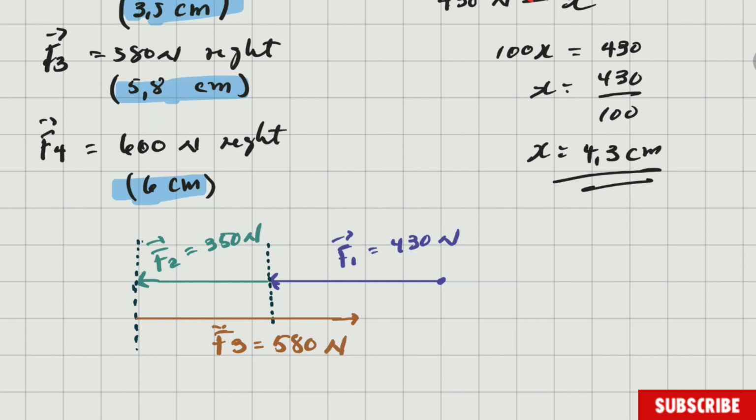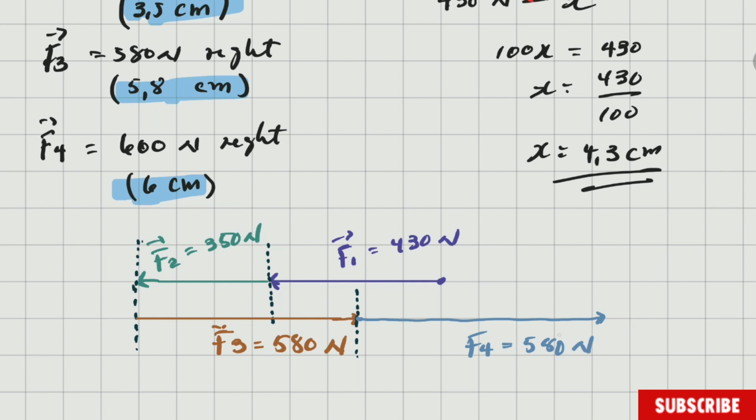We still have one more vector. Remember always to start from the head of the last vector you drew. So F4 is 6 centimeters starting from here. So it's 1, 2, 3, 4, 5, and 6. It's more or less there. If you do it accurately, you will get an accurate result. This is F4, and it is equal to 580 Newton.